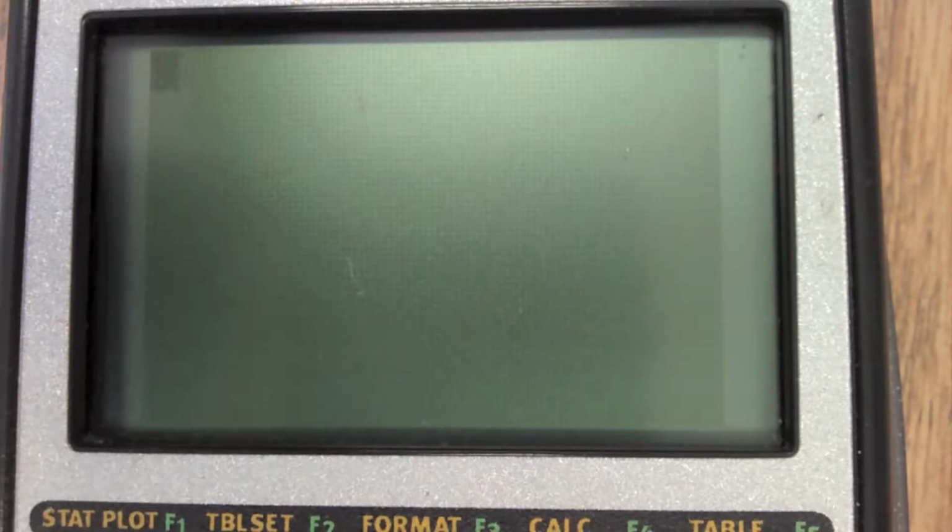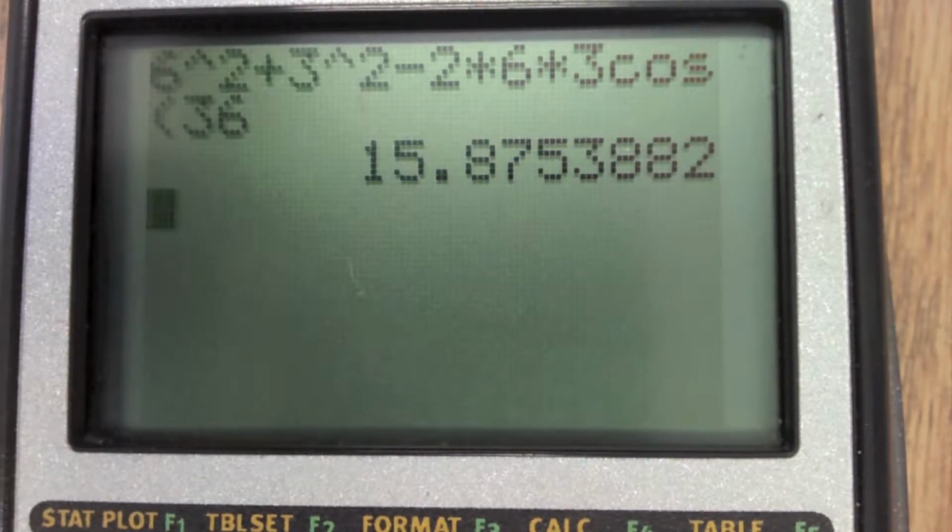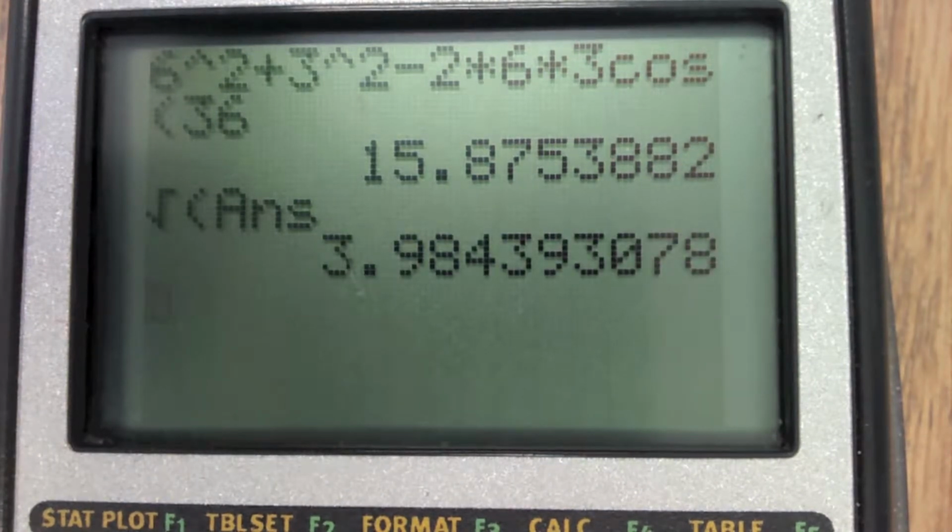First, we're going to do it as a two-step. So I have A squared equals 6 squared plus 3 squared, subtract 2 times 6 times 3, cos of 36. Hit enter and I have that. But that's A squared, so I don't want A squared. So I'm going to take the square root of that, second square root, and then second answer, which calls up the 15.87, and then press enter. And I now have my side A, not side A squared.